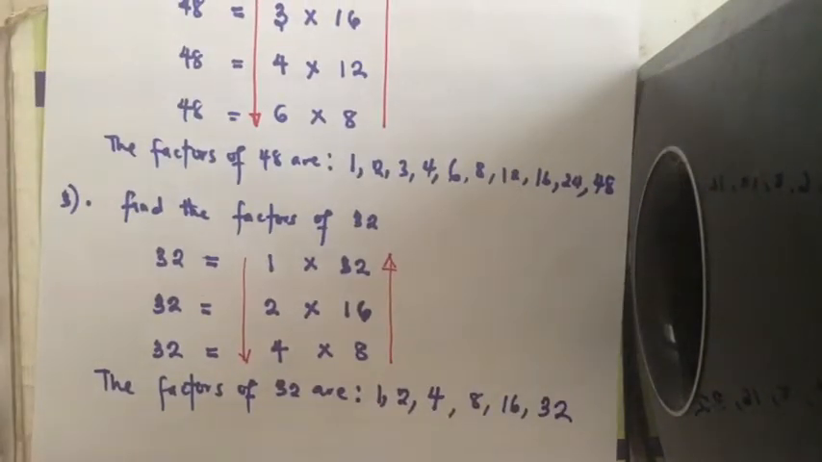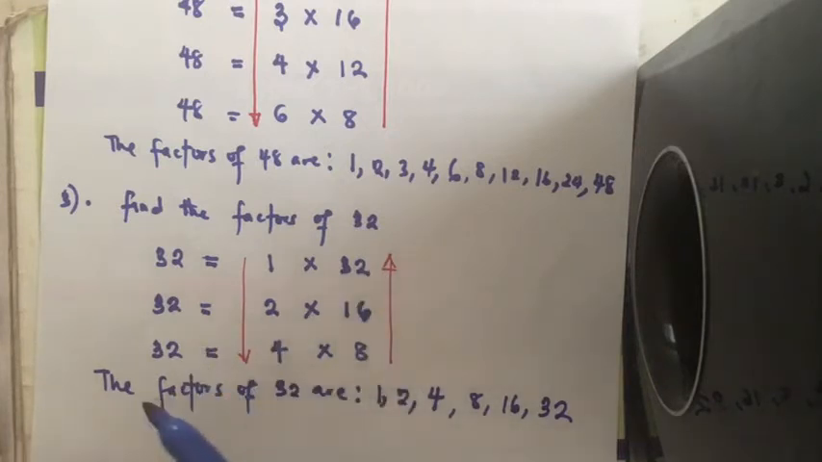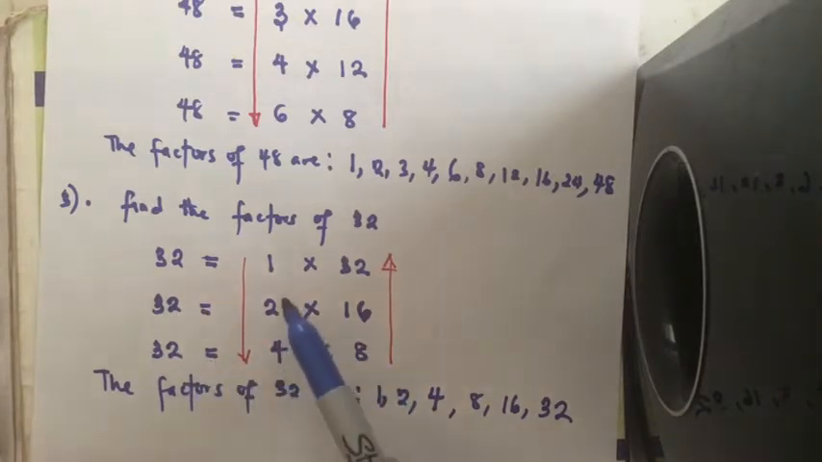So let me go back to this. Here we are trying to find the factors of 32. We decided to use different combination pairs. The first one is 1 times 32. The second is 2 times 16. The third is 4 times 8. You can see this is 1, this is 2. These are factors of 32.